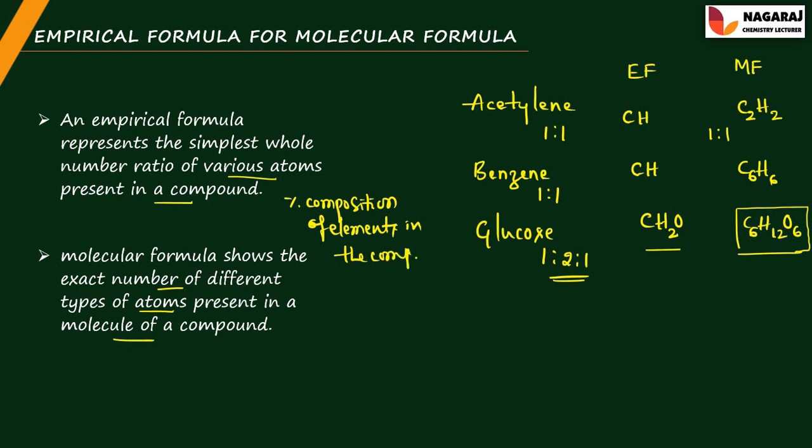And the molecular formula is determined after knowing the empirical formula mass and the mass of the molecule. This molecular formula may be either the same as the empirical formula or a simple multiple of it. That is, molecular formula is always equal to n times the empirical formula.